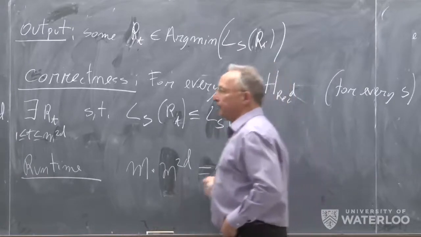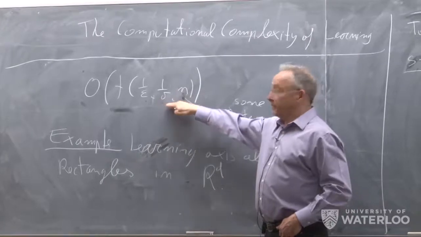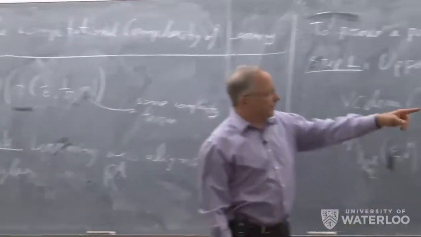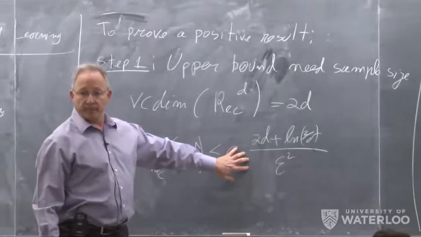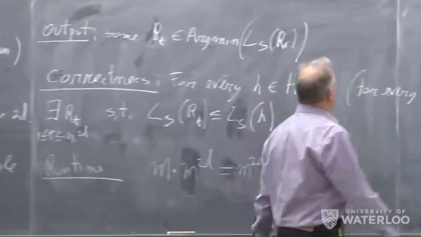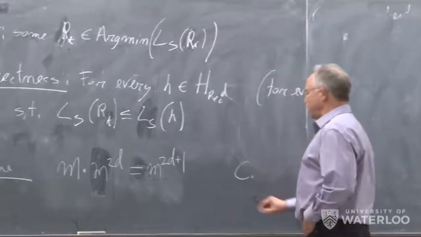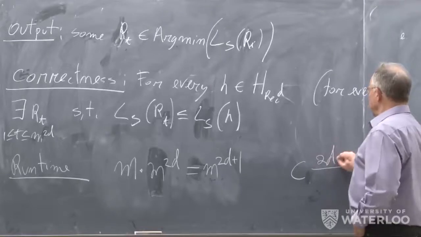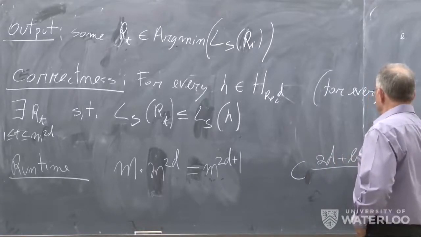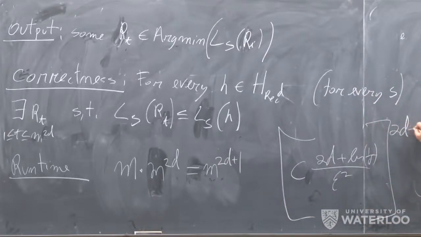But of course, this is not in terms of the parameters that I want for my runtime. So in order to get this bound in terms of the parameters I care about, I just substitute for m. This m is m_H, and I get a runtime which is some constant times 2d plus ln 1 over delta, divided by epsilon squared, all of this to the power 2d plus 1. So that's the bound that I got.